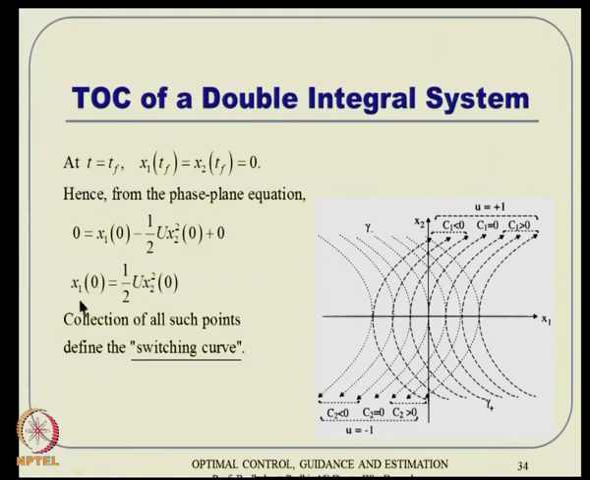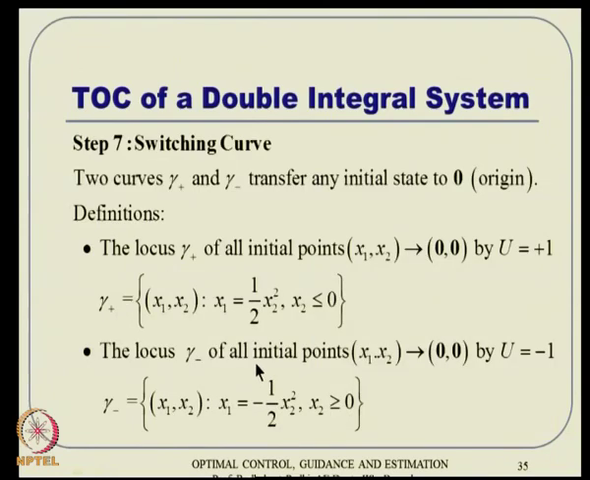So, essentially it is a collection of points, okay, which defines the switching curve. Again, depending on u is plus 1, it will result in something, u is minus 1, it will result in the other family actually. Okay. U is plus 1, this is what will represent, this is denoted as gamma plus, and if u is minus 1, this will result in that sense, this particular curve is defined as gamma minus actually. Okay. Alright, so these two curves will evolve, and one is called gamma plus, the other one is gamma minus. On these curves, we are able to transfer any initial state to 0 actually.